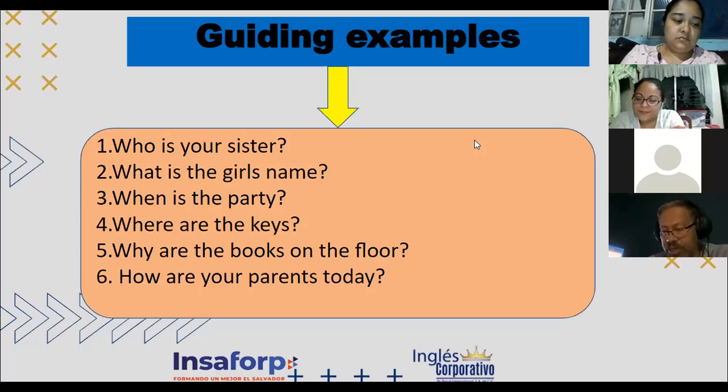Okay. Where is your church? ¿Dónde está su iglesia? My church is San José, Cojutepeque. Okay, thank you. Thank you, Edgardo. Okay. Thank you, Adelina. Adelina, pregúntele a Juan Romero, por favor.